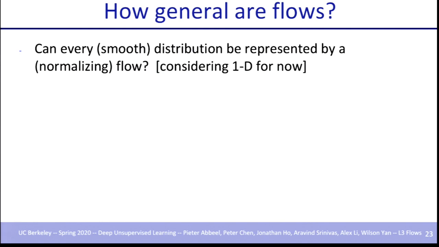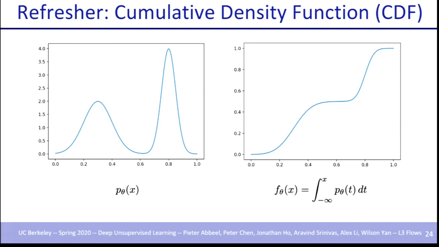What's the rationale behind why it's so general? We can go back to cumulative density functions. So let's say you have a density, p theta of x. The cumulative density function measures how much probability mass is accumulated up to a certain point x. So integral from negative infinity to x. So the 0.2, this value over here, corresponds to this entire integral over there. So that's a cumulative density function. For any density, you can draw this cumulative density function. It's uniquely defined once you have a density.